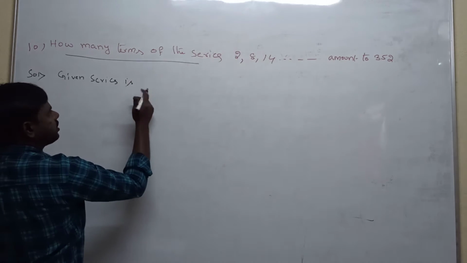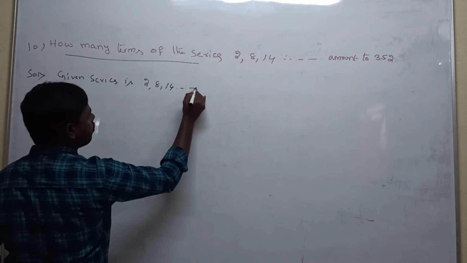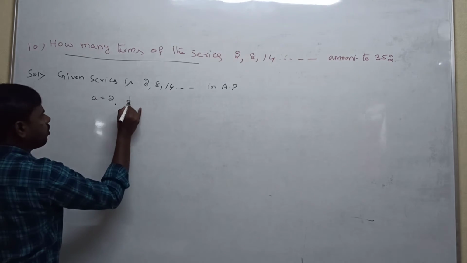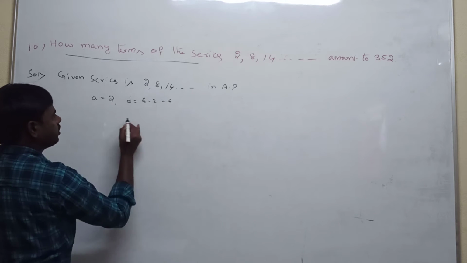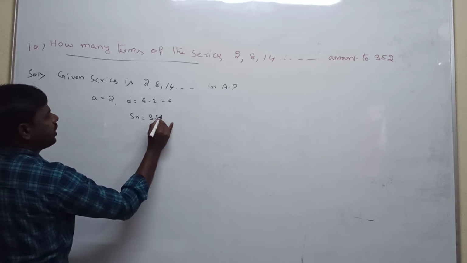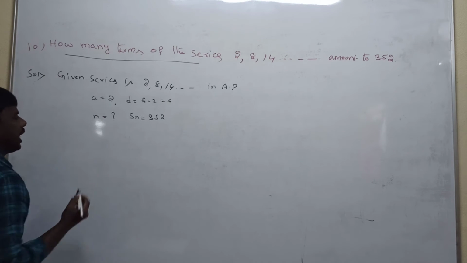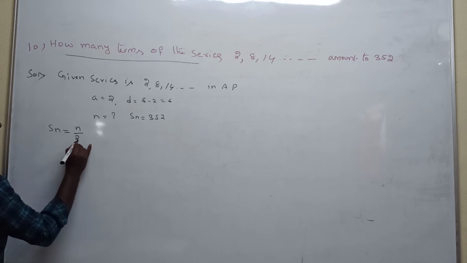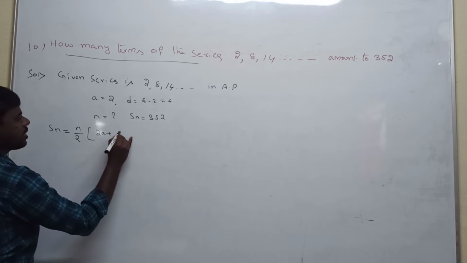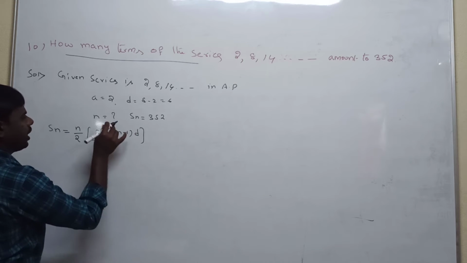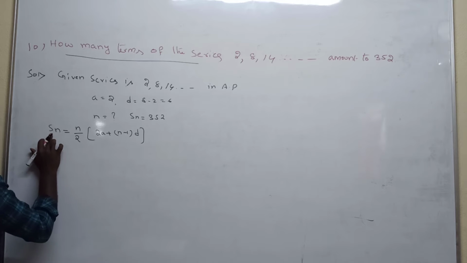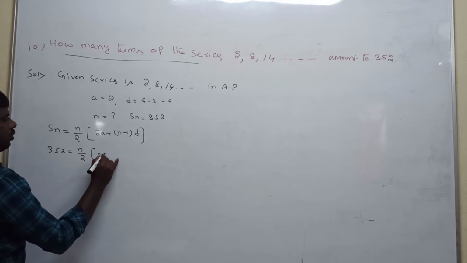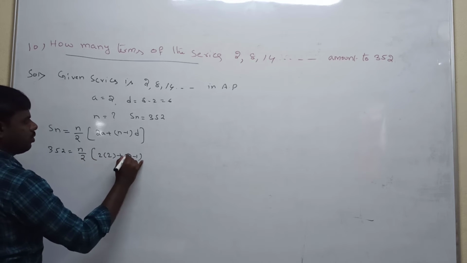So now the solution. The given series is 2, 8, 14, and so on, in arithmetic progression. a is called the first term, d is called the common difference: 8 minus 2 is equal to 6. The total sum amount given is 352. We need to find the n value. Now applying the sum of nth term of the arithmetic progression formula: Sn is equal to n by 2 into 2a plus (n minus 1) into d. Substitute the values: Sn value is 352, equal to n by 2 into (2 into a value 2, plus (n minus 1) into d value 6).